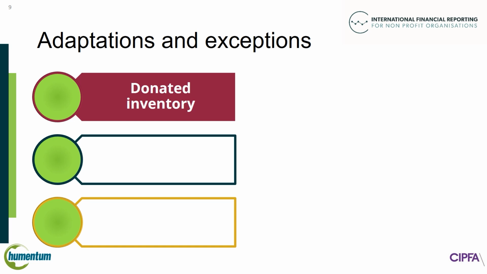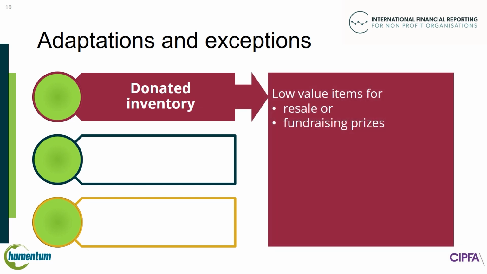INPAG Section 23, on revenue from grants and donations, includes exceptions for many donated items. In certain cases, NPOs are permitted to not recognize revenue, or to defer its recognition. If an NPO applies these exceptions, Section 13 requires parallel treatment, by prohibiting the recognition of inventory. The permitted exceptions cover three scenarios. Firstly, low-value items donated for resale, or as fundraising prizes. Revenue is recognized when the items are sold or fundraising activity takes place.